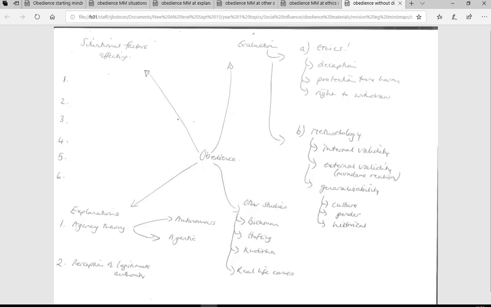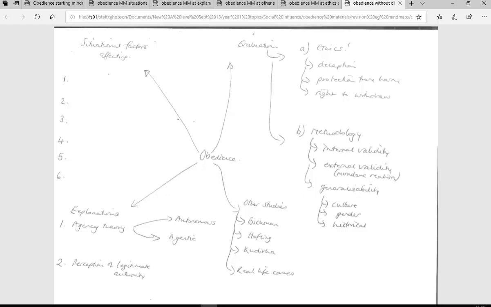In terms of external validity, the mundane realism: does it reflect the real world? Is this similar to what would be going on in the real world? The criticisms are that that's not what we're asked to do in the real world, that it isn't true to life. However, others have criticized that criticism and said, of course, it's like the real world.